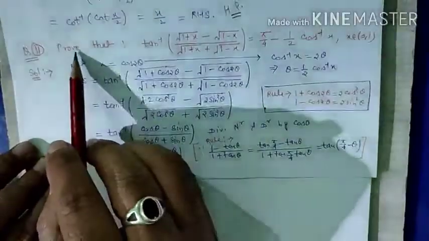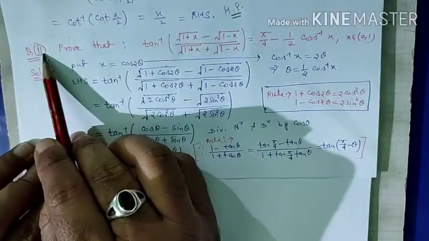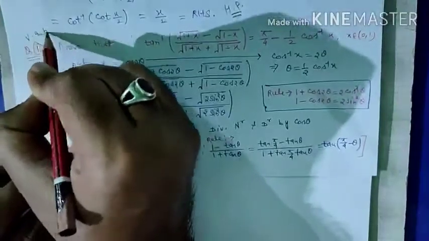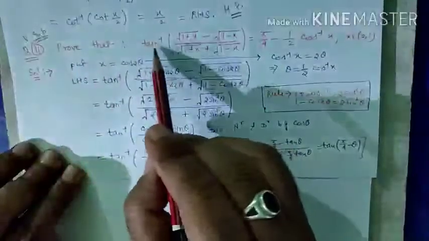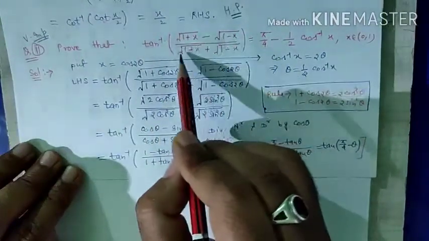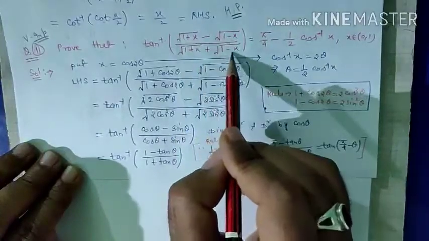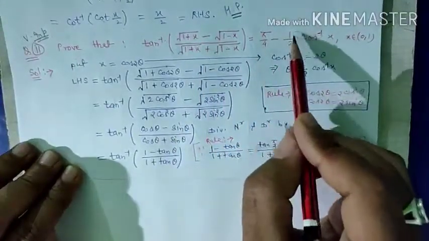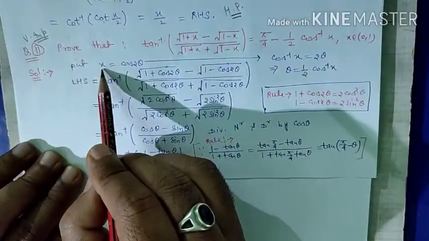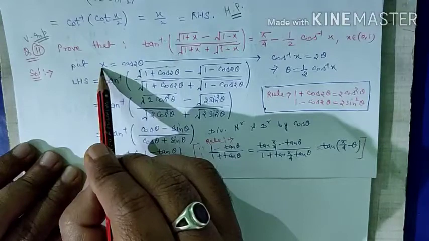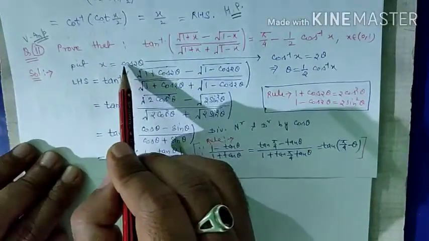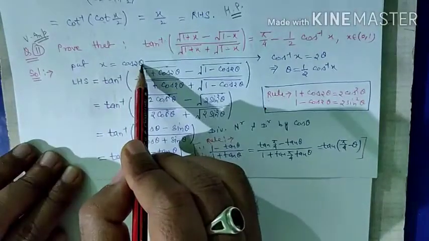Now question number 11. This is also a very important one. Prove that tan inverse of (root 1 plus x minus root 1 minus x) upon (root 1 plus x plus root 1 minus x) is equal to pi by 4 minus 1 by 2 cos inverse x. Here I can say x is cos 2 theta. I put the value. So x is cos 2 theta.